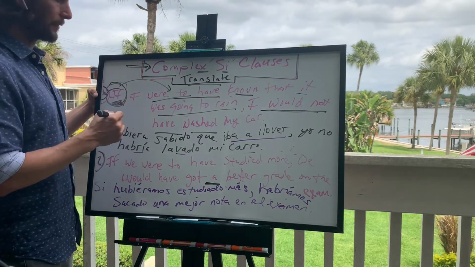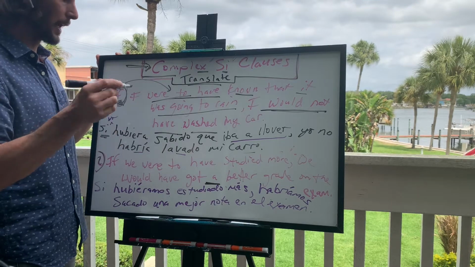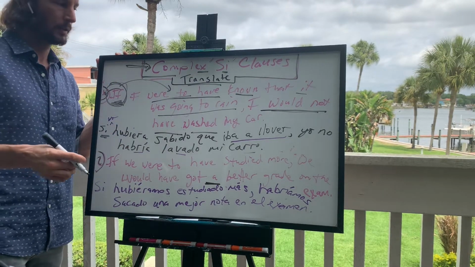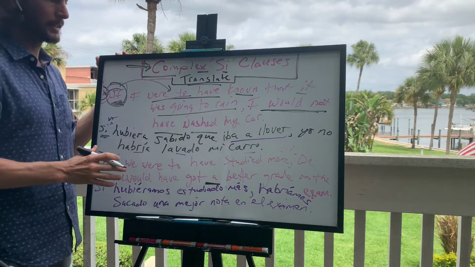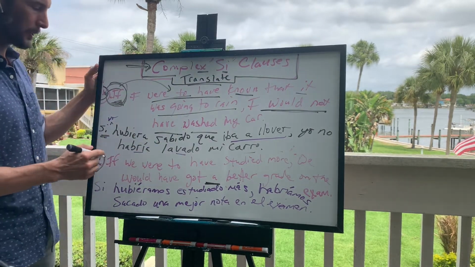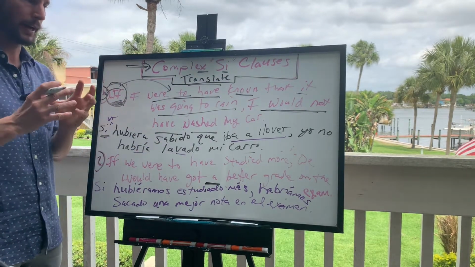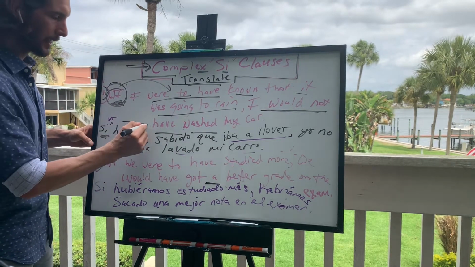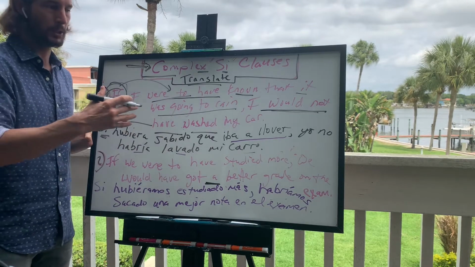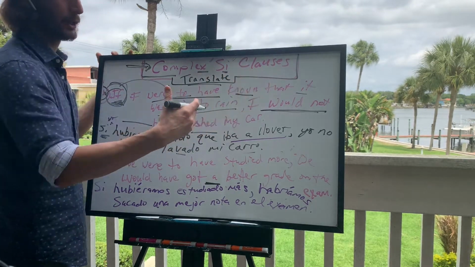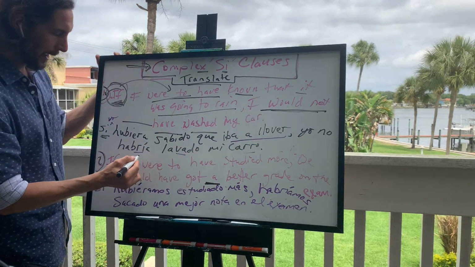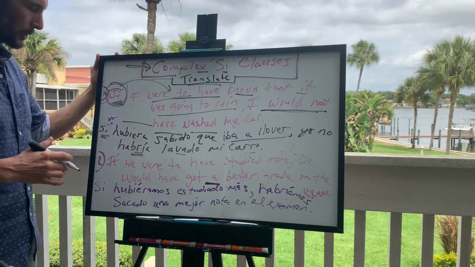Number one is: if I were to have known that it was going to rain, I would not have washed my car. Big fancy sentence, right? Now we're going to use it in Spanish. Notice there's a format: "si," then the past perfect subjunctive, and then whatever your would or would not be is on the back end as the conditional perfect. So let's check it out.